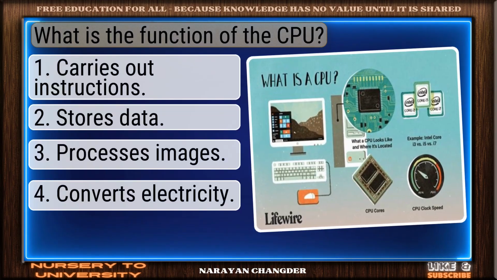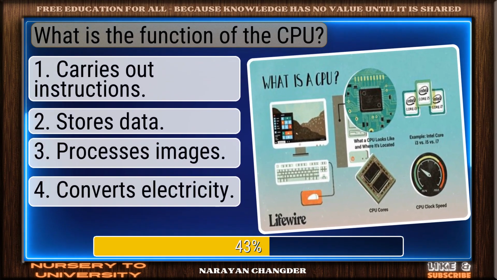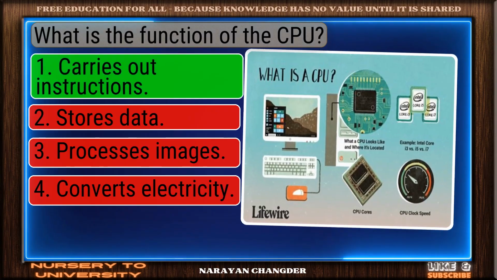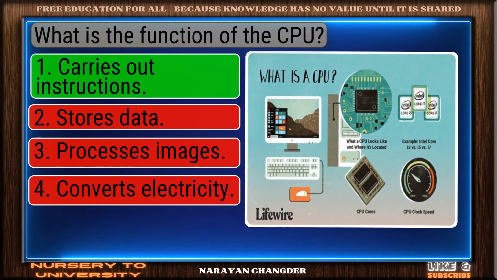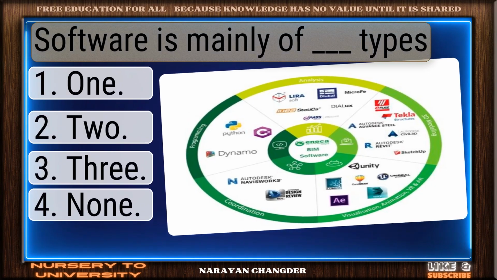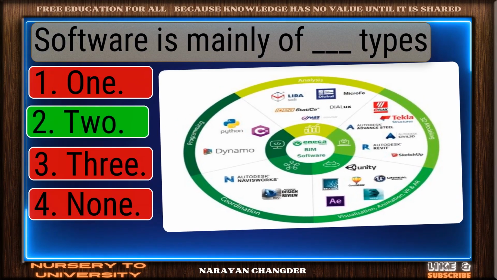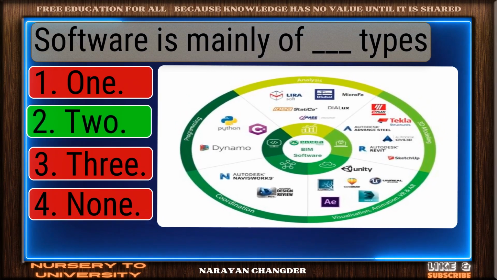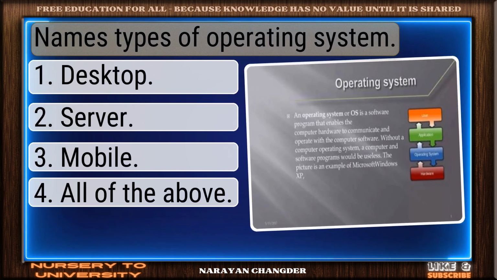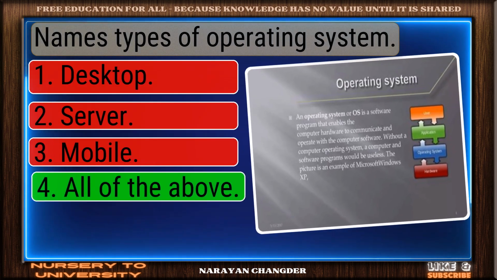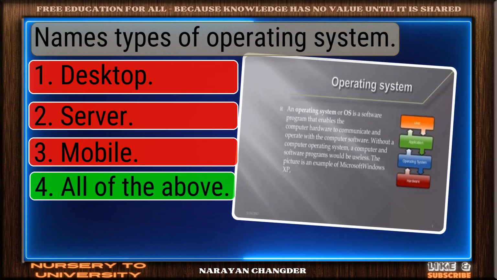What is the function of the CPU? Exactly. Carries out instructions makes sense. Software is mainly of dash types. Nice selection. 2 is correct. Names types of operating system. You're right. All of the above is correct.